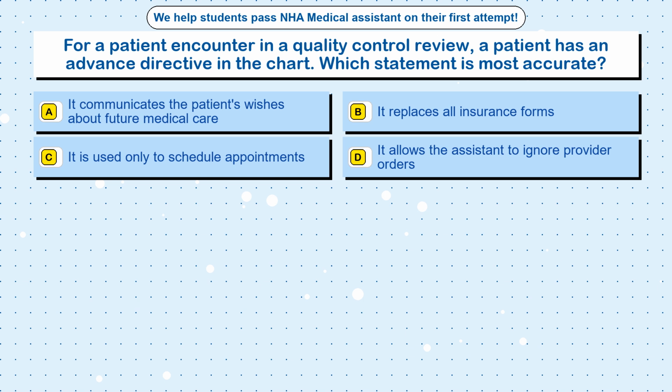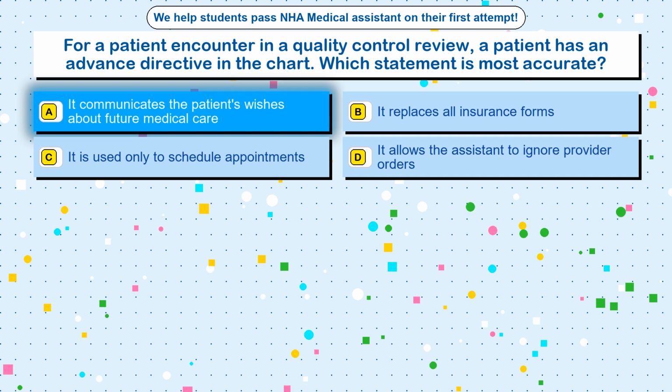Question 82. For a patient encounter in a quality control review, a patient has an advance directive in the chart. Which statement is most accurate? Option A. It communicates the patient's wishes about future medical care. Option B. It replaces all insurance forms. Option C. It is used only to schedule appointments. Option D. It allows the assistant to ignore provider orders. The correct answer is option A.